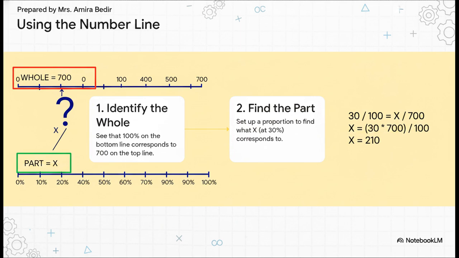Now we need to find the value of x, which lines up with 30%. Well, think about it. If 100% is 700, then 10% has to be 70, right? So 30% would just be 3 times that. It's all about spotting that relationship.